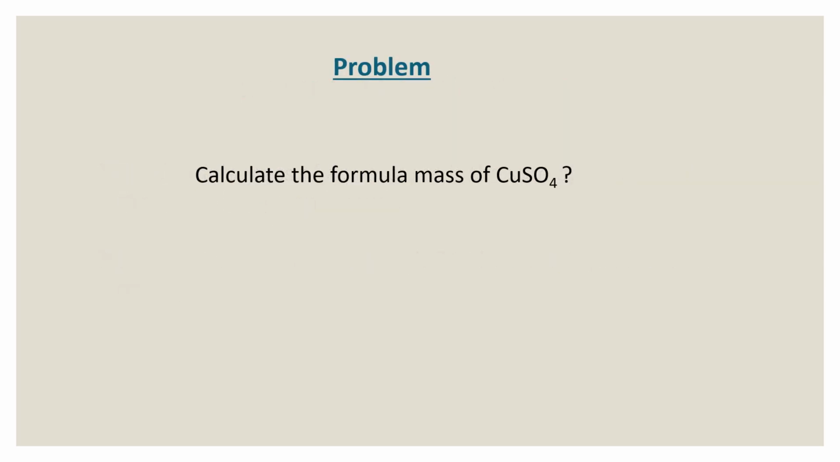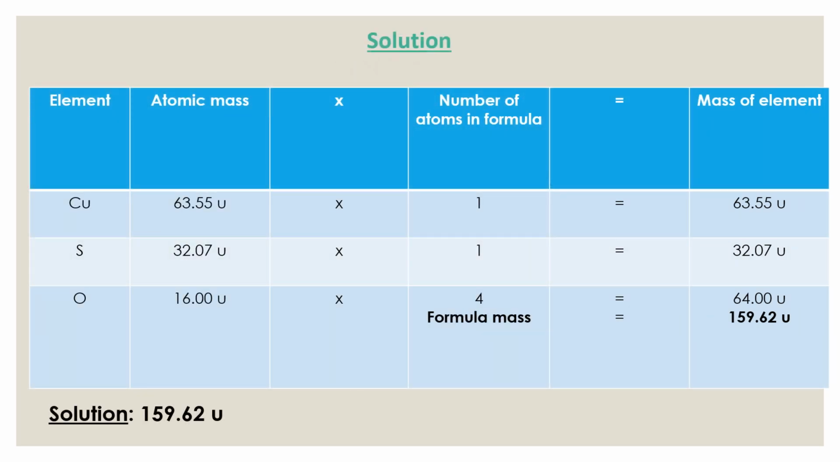It's problem time. Our problem is: calculate the formula mass of CuSO4, meaning copper sulfate. To solve this problem, first of all, we will find out how many elements there are in CuSO4. There are 3 elements in CuSO4: copper, sulfur and oxygen. Next, we will multiply copper's atomic mass by the number of atoms in the formula, and then we will do the same for sulfur and oxygen. After that, we add all these results and the solution is 159.62 u.